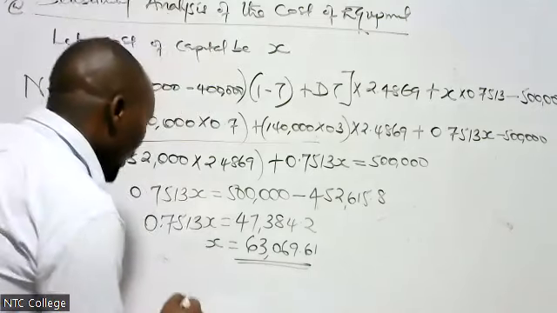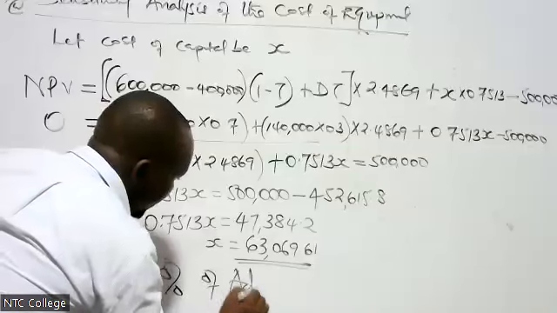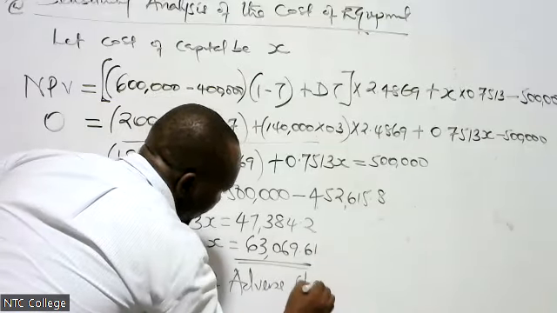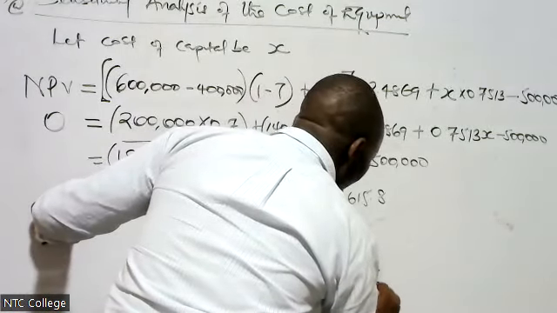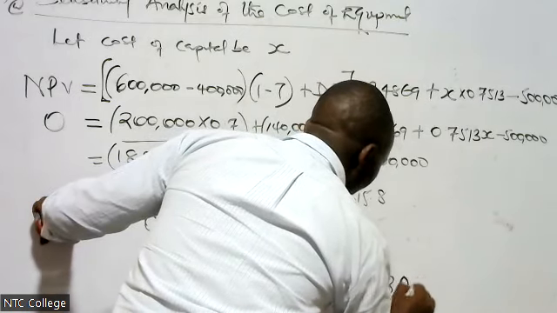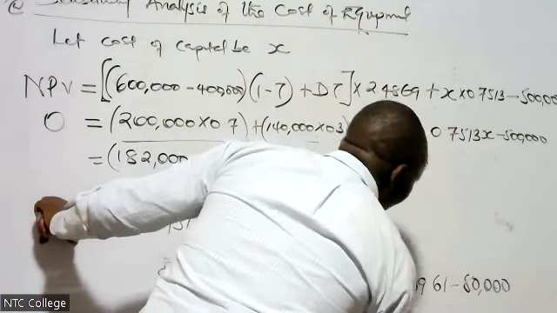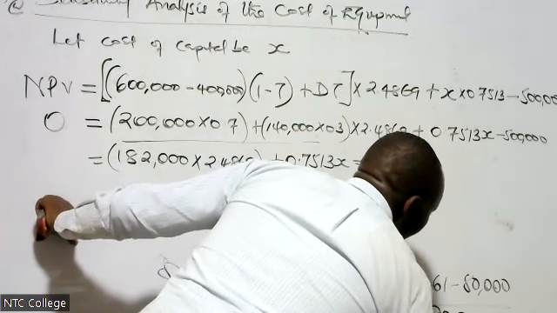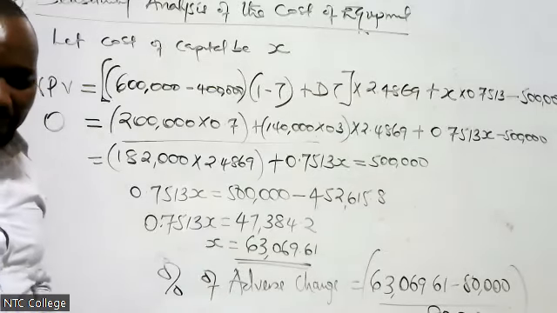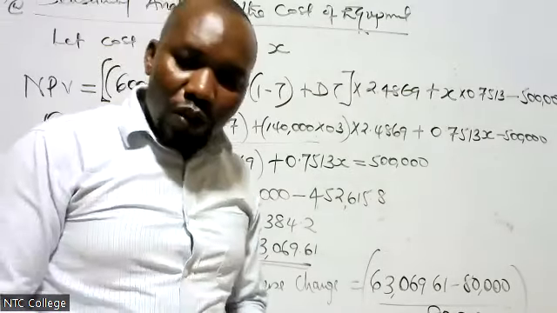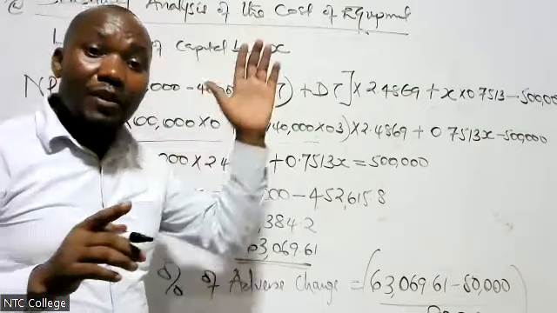Thank you. So we are saying that our percentage of adverse change is equal to the new, which is now 63.069.61 minus 80, all over 80. Remember that you are looking at the change, not change on NPV like the previous one that we are looking at.